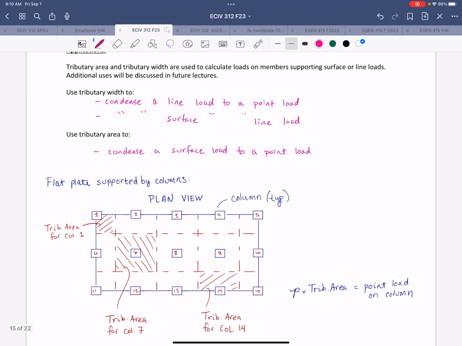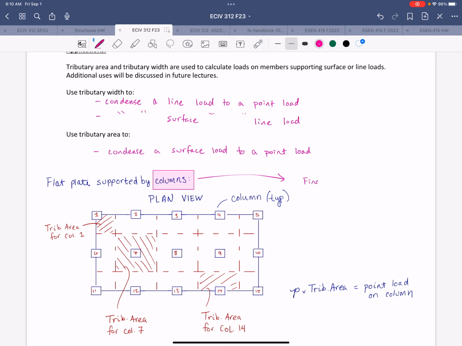All right, so let's first consider this flat plate supported by columns. Would this be a one-way or a two-way floor system? Good, yeah, two-way floor system. And since we are in a two-way floor system, then we will just use tributary area to condense the surface load to the point loads on the columns. So because columns are considered point elements with respect to vertical loads, right? They're just located at discrete locations. We want to know what point load acts on it.